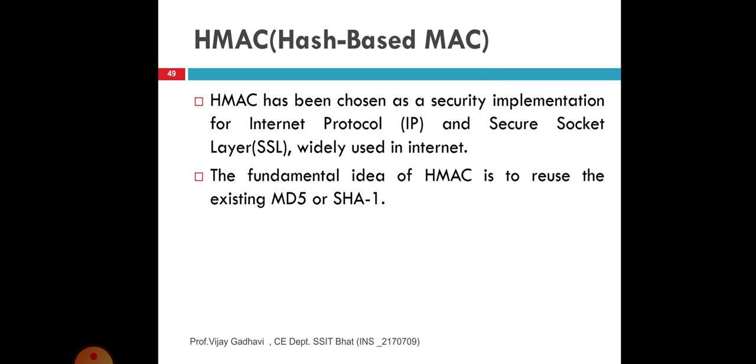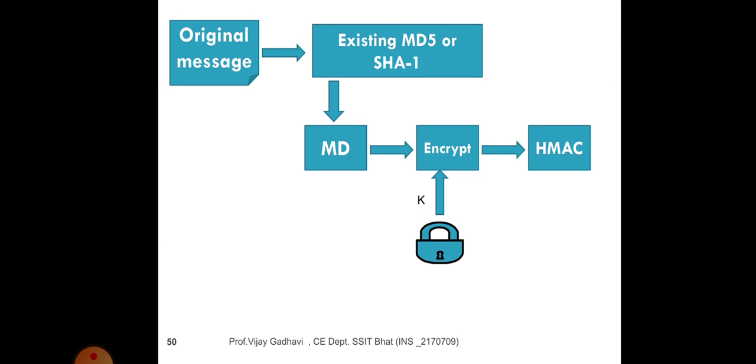The fundamental idea of HMAC is to reuse the existing MD5 (Message Digest 5) or Secure Hash Algorithm 1. SHA-1 is used for 160 bits, and MD5 for 128 bits. I hope you remember. We also learned, in the figure, that the original message is transferred to the existing MD5 or SHA-1.